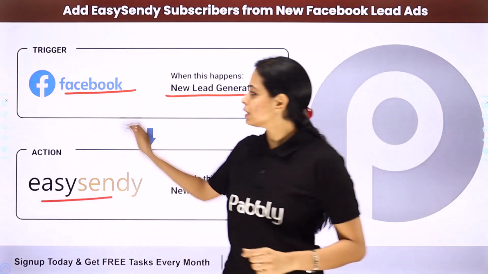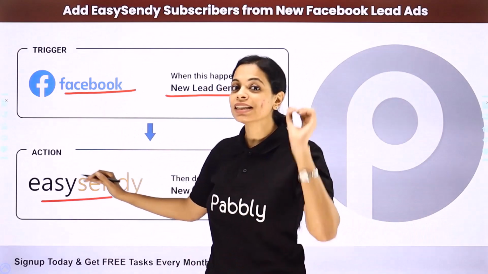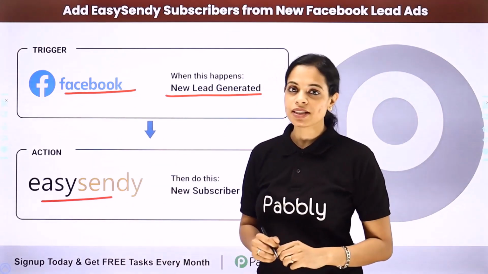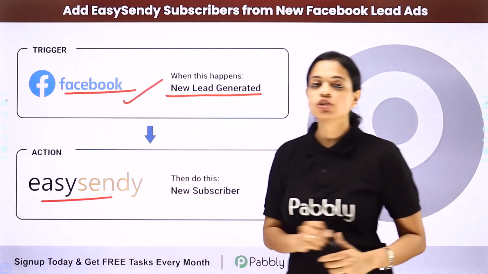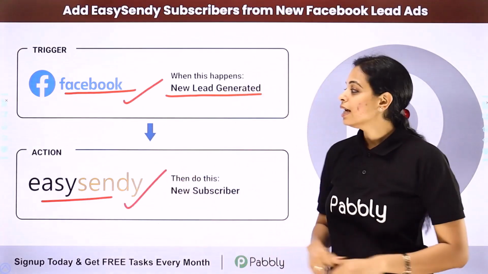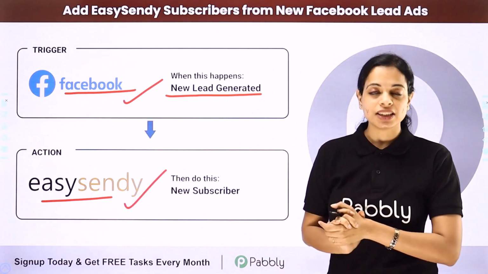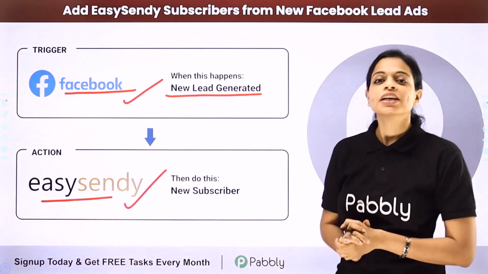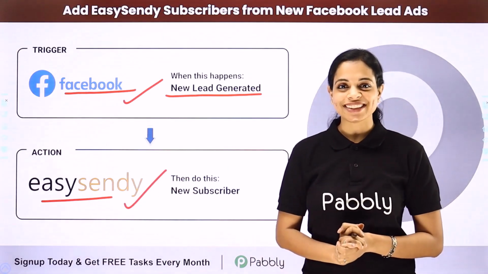For this, you will have to set up some integration between the two applications, and the same thing can be done using Pabbly Connect software. Here, your trigger application would be Facebook lead ads, and your action application would be Easy Sendy. Now, how can you do this yourself? Integrate and automate this entire process. To understand that, let me take you to my screen.